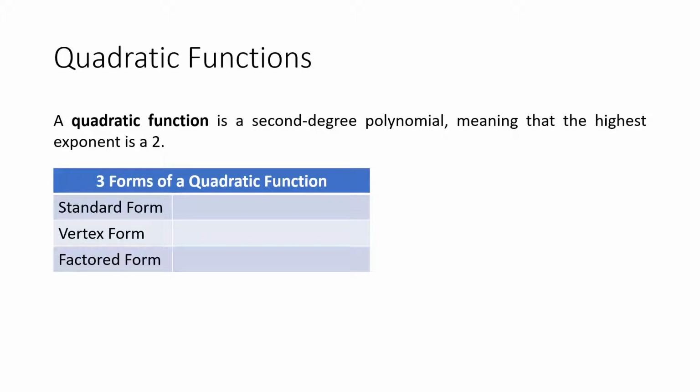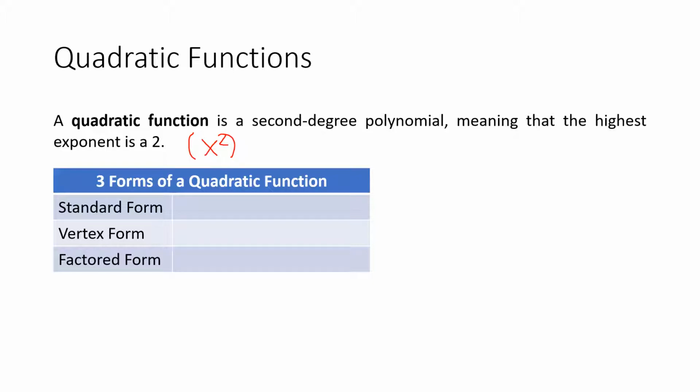All right, so what is a quadratic function? A quadratic function is a second-degree polynomial, meaning that the highest exponent is a 2. That's what second-degree polynomial means. It means your highest exponent in your equation is a 2. So basically, every equation we're going to be working with in this unit is all about x squared.